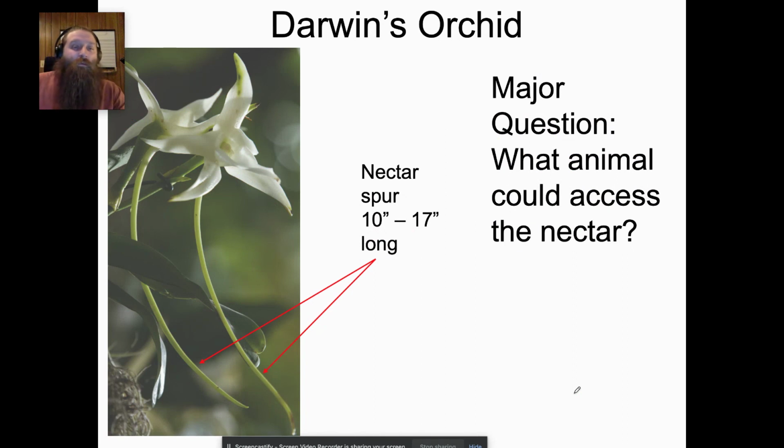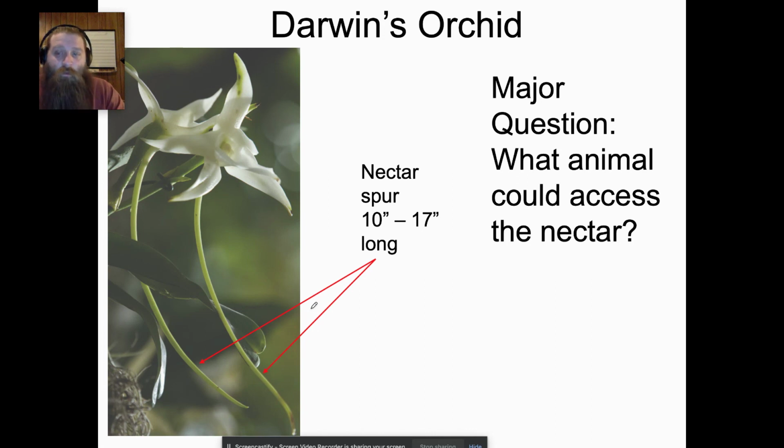Here's another really famous example of coevolution. This is called Darwin's orchid. It's found on Madagascar. And the nectar for this plant is all the way down here in this spur. So it's way down here. So in order to get to the nectar, you have to go in right here, and you have to be able to reach all the way down in that spur to get the nectar. The spurs are like 10 to 17 inches long. That is a long way to go for a bee.